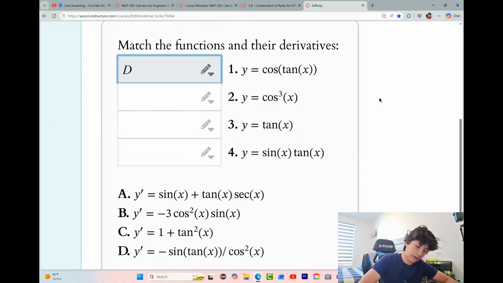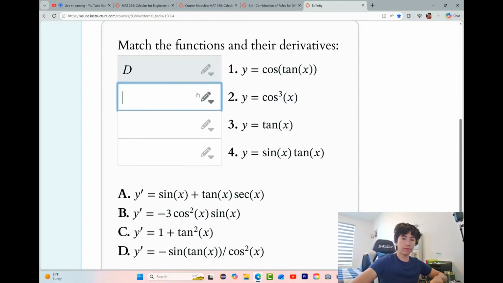All right. Well, yeah. I think the answer is clear. This is going to be D, right? Yeah. That's what we got. Y equals cosine cubed. All right, that's fine. I don't think I'm going to do anything with that right now.